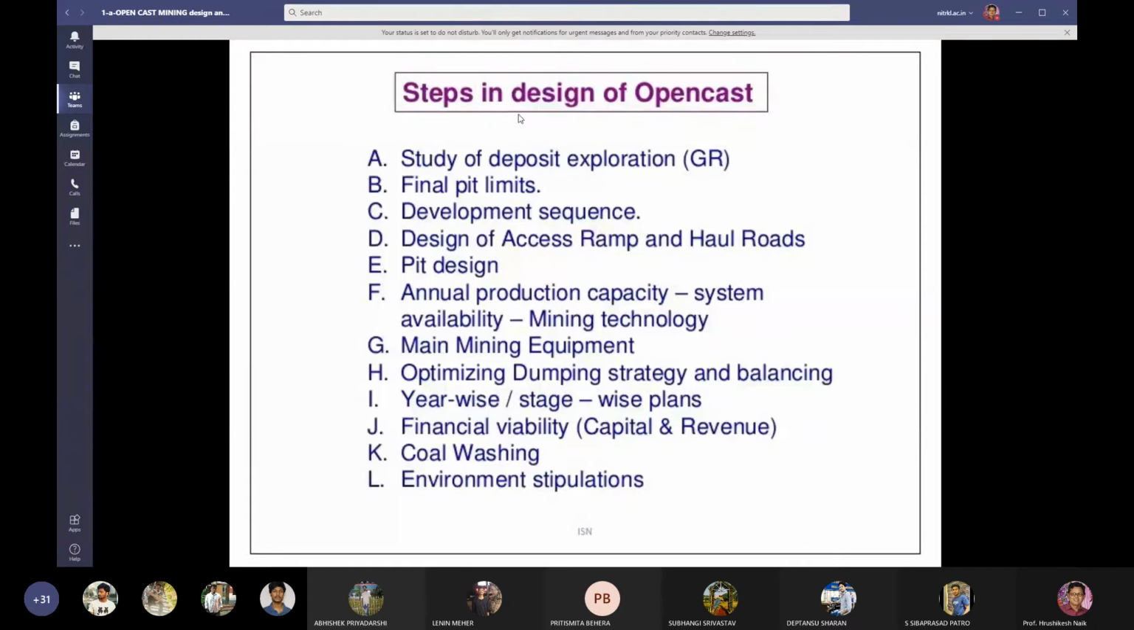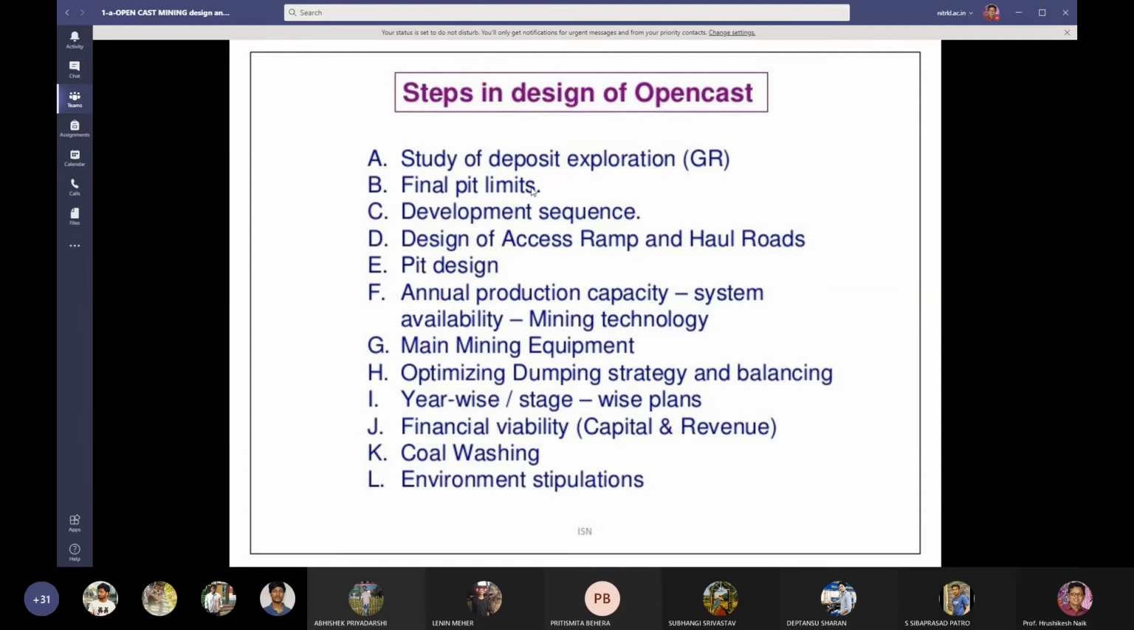So these are the steps carried out in the design of open cast mines. What are the steps you need? A, B, C, D, E, F, G, H, I, J, K, L. So these are the various steps. The first step is the study of the deposit exploration and the grade of the deposit.